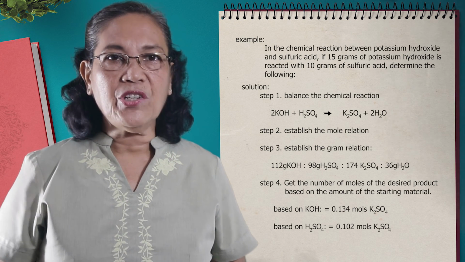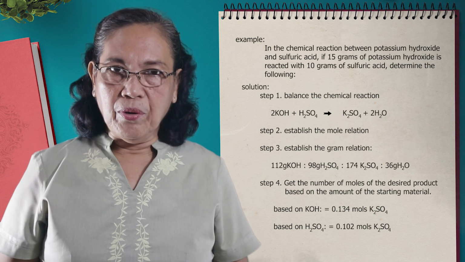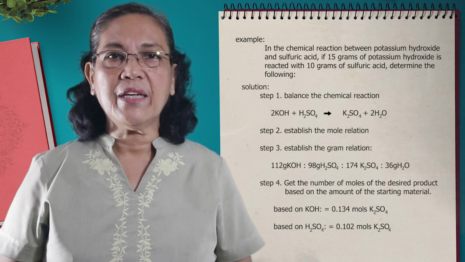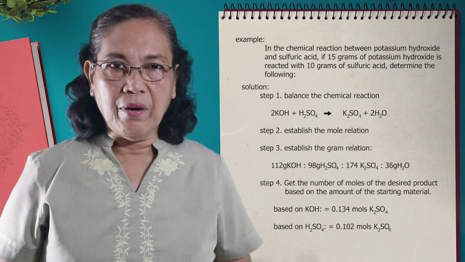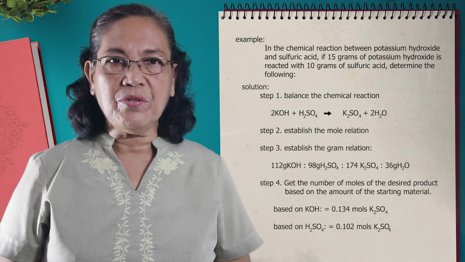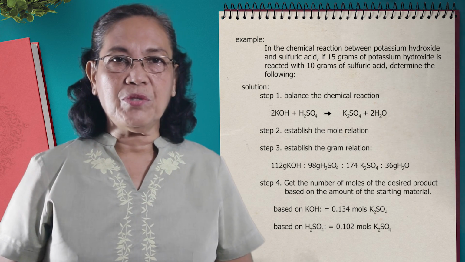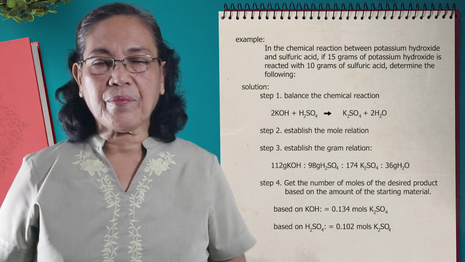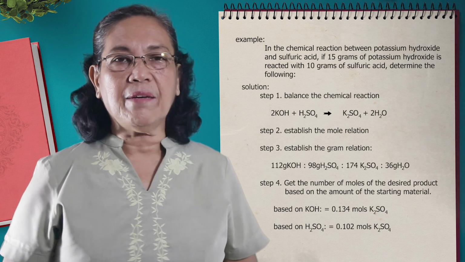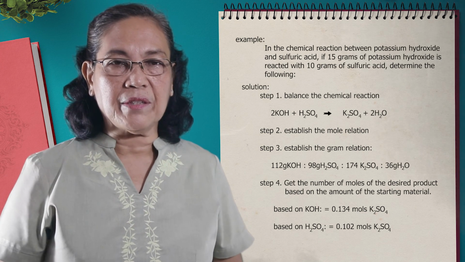So the mole relation that you're going to establish will look like this. 2 moles of potassium hydroxide is to 1 mole of sulfuric acid is to 1 mole of potassium sulfate and 2 moles of water. After setting the mole relation, you are going to set also the gram relation.